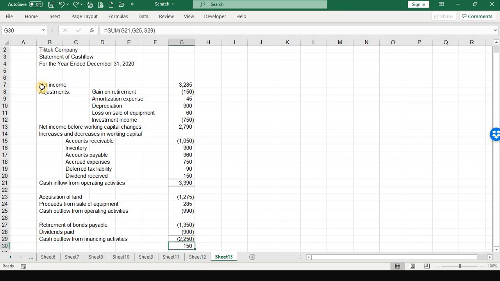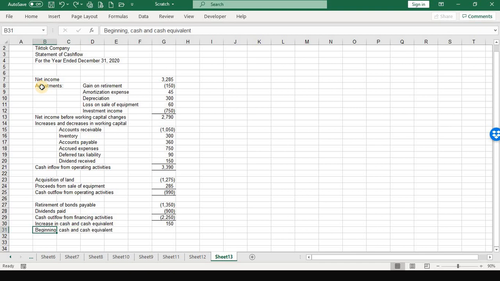Then, let's get the total of the three activities, 3,390 minus 990 and minus 2,250. This will give us an increase in cash and cash equivalent of 150 pesos. Then let's add this to the beginning balance of cash and cash equivalent of 1,350. So our total is 1,500, and this is the ending cash and cash equivalent. So this is the statement of cash flow under the indirect method.